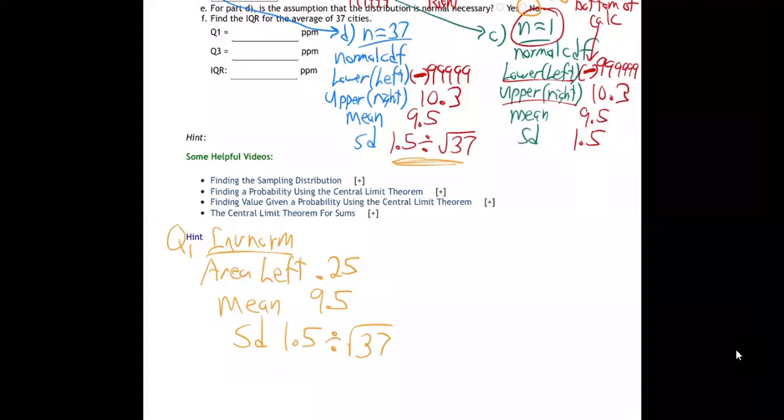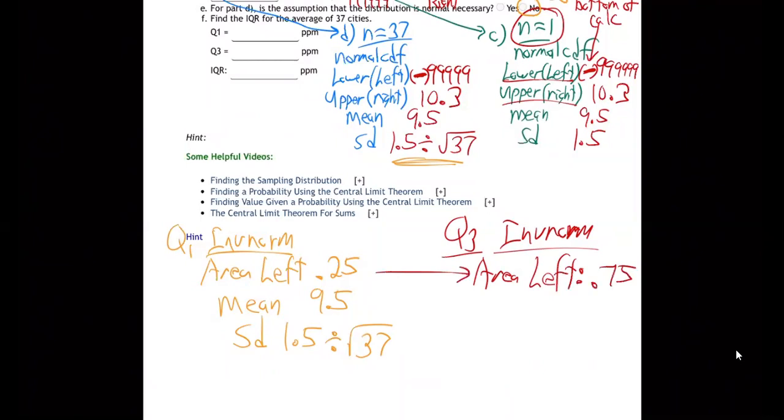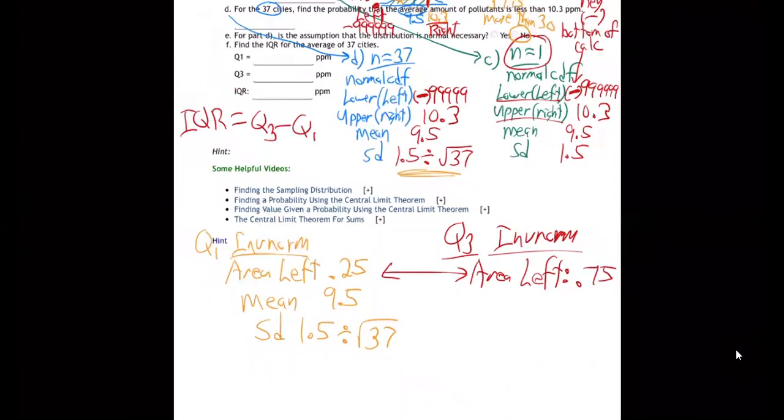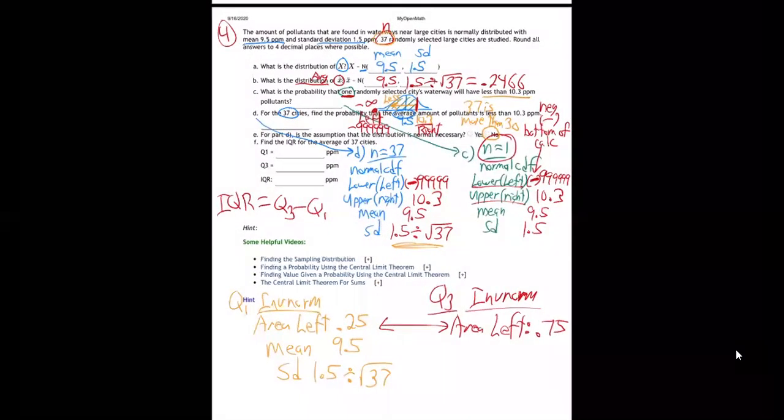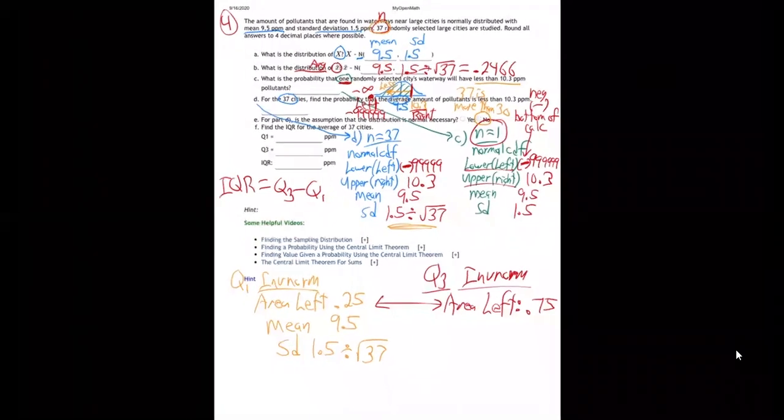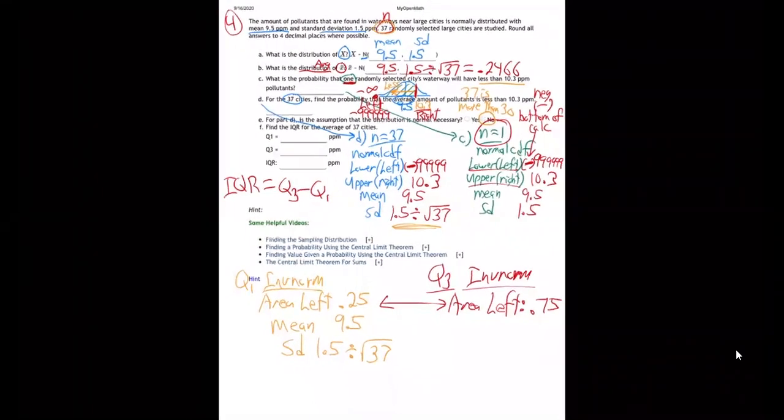And then for the Q3, it's the same thing, as you know. Inverse norm, and the area left is going to be 0.75. That's the only difference. And then finally, the IQR is Q3 minus Q1. Pop that in, and we've got it. And so there it is. Question 4. Anything I can answer on that one?